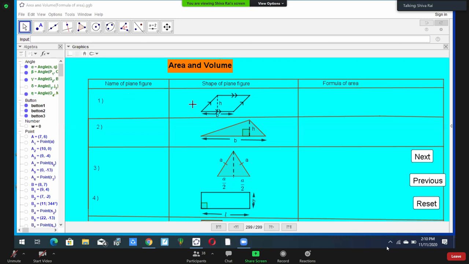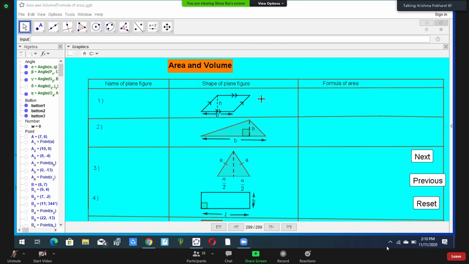You look here, opposite sides are parallel. This side is parallel to this side. And this dotted line that is drawn is a perpendicular, drawn from a vertex to the opposite side. That is height. We say height. That perpendicular drawn from a vertex to the opposite side is called height. You get me? Yes, sir.